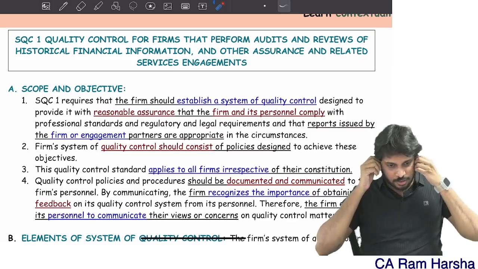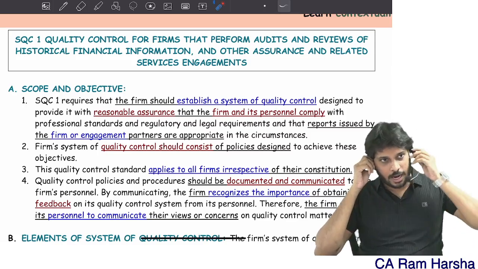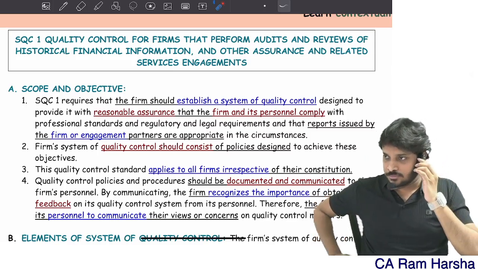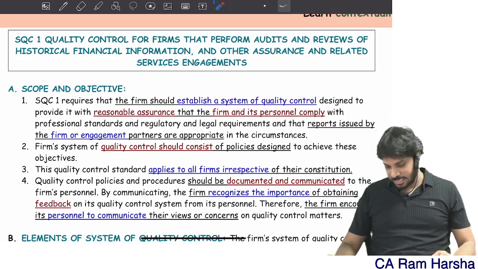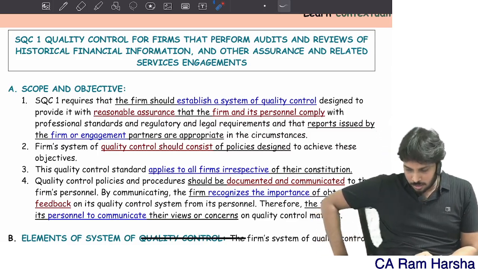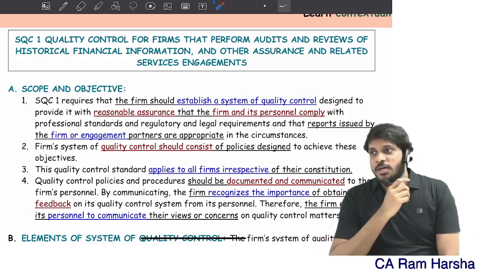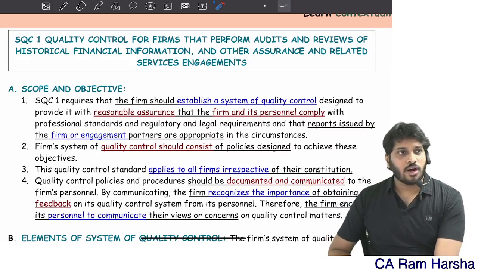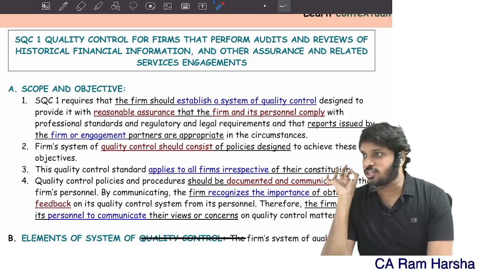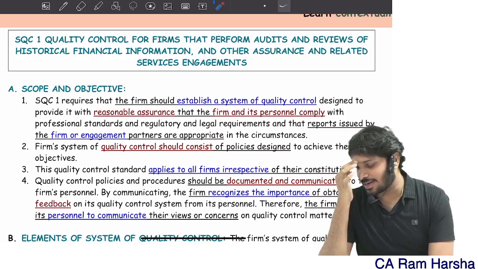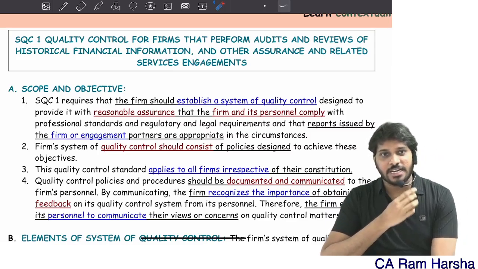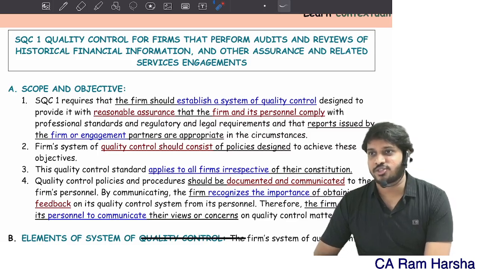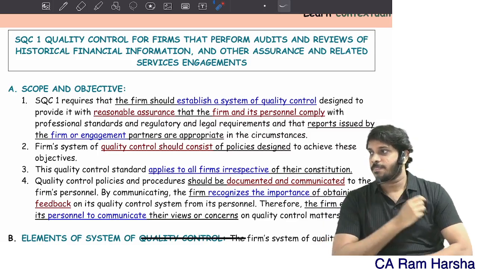Standard on quality control and SA 220. Both the standards are highly interrelated. SQC, what exactly is the standard on quality control talking about? You need to understand this background story. Without understanding which, it's impossible to understand this quality control standard.